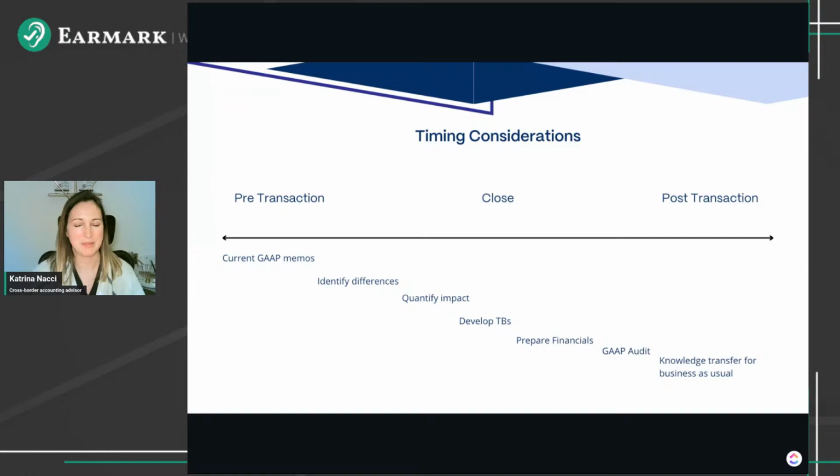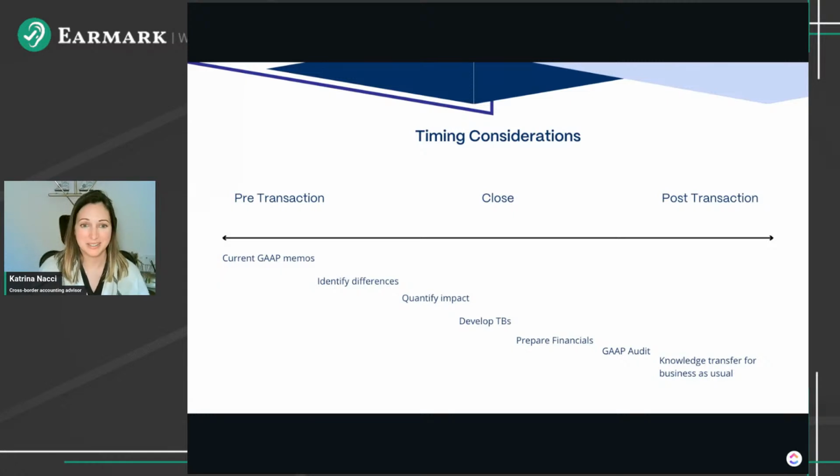So if you think you might be going through a fundraise, you can start with the I in impact and start identifying the differences from a qualitative perspective on what you're doing now versus what US GAAP would have you do, for example. And the reason why I advocate this, especially when it relates to M&A or fundraising, is that I think it really helps companies when they're going through a diligence process to be able to show to whoever's on the other side of that diligence process that they understand what those differences are.